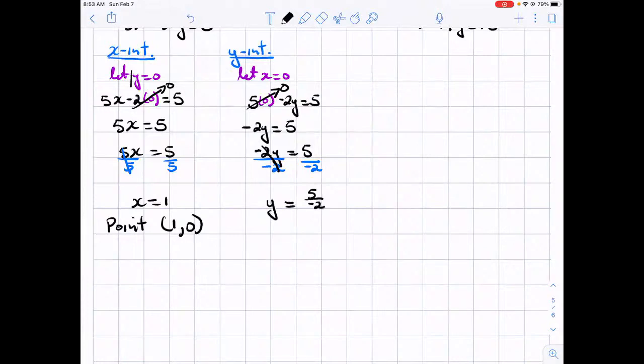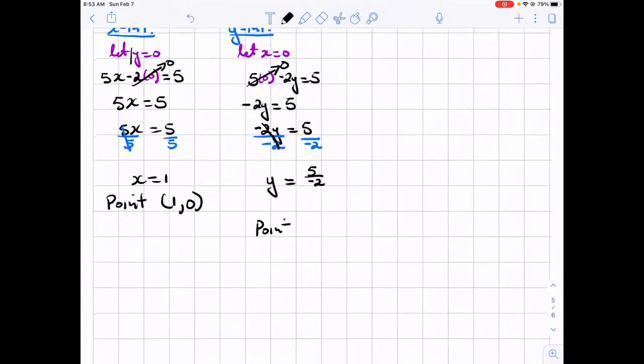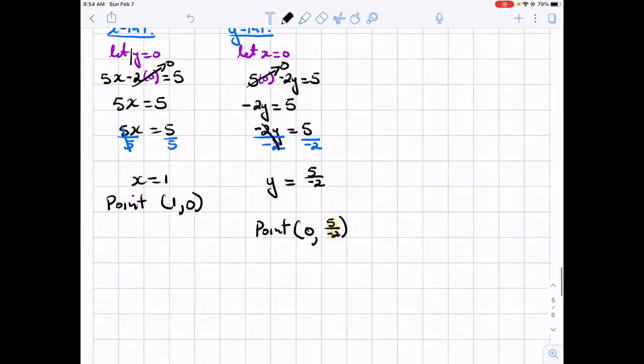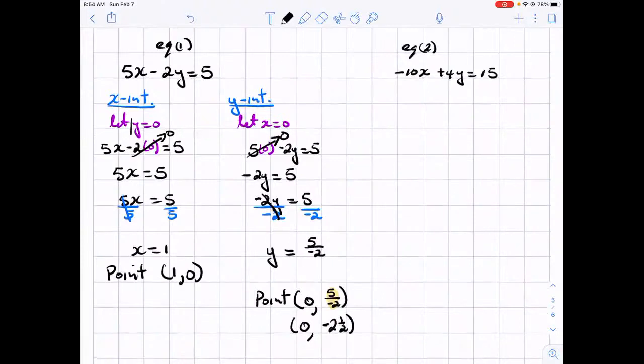Now don't forget, your point here is 0 comma 5 over minus 2. Okay. Now remember, for graphing purposes, 5 over minus 2 is the same as minus 2 and 1/2. So those are my 2 points for that equation. Now let's look at the second equation and get my intercepts also.